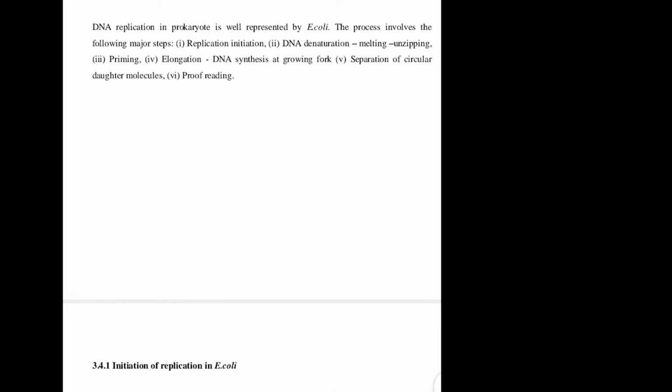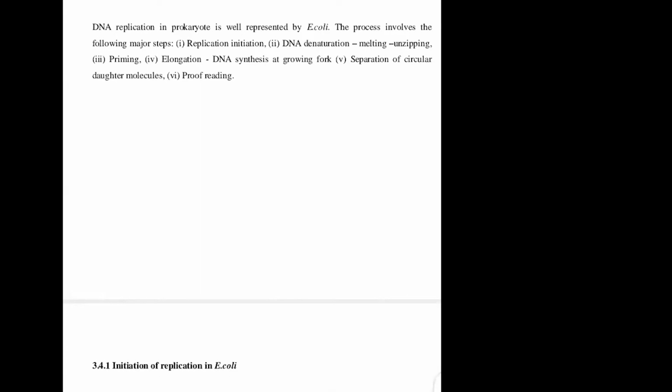So the first step is replication initiation. Okay, you can read that. The second step is DNA denaturation, that is melting or unzipping. Remember, the hydrogen bonds found between the nitrogenous bases, cytosine, guanine, adenine, thymine, it's like a zip, you understand? So unzipping or melting is the process involved in the separation of the two strands of DNA.